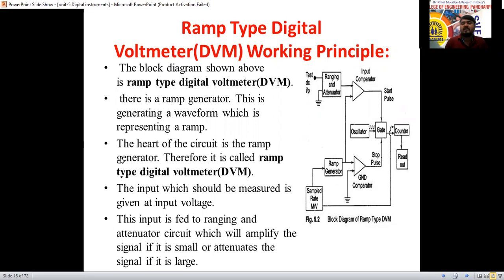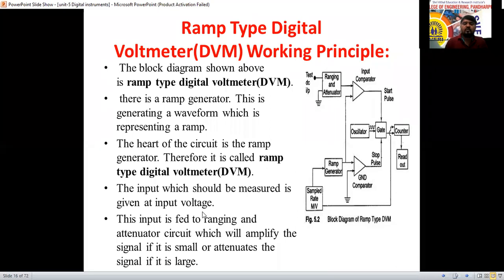The heart of the circuit is the ramp generator, therefore it is called the ramp generator. The input is going to be compared with the ramp generator output only. So this is the heart of the block, and that is how the name came: ramp type digital voltmeter.